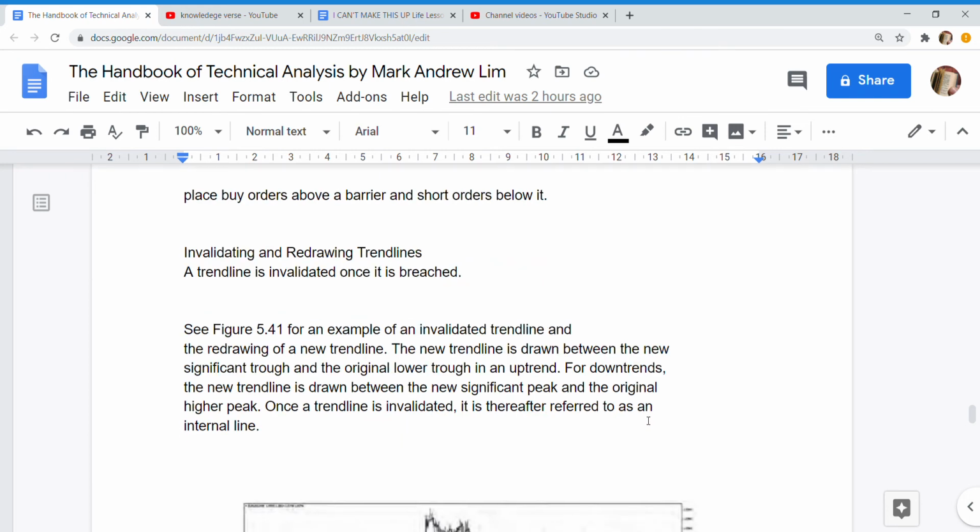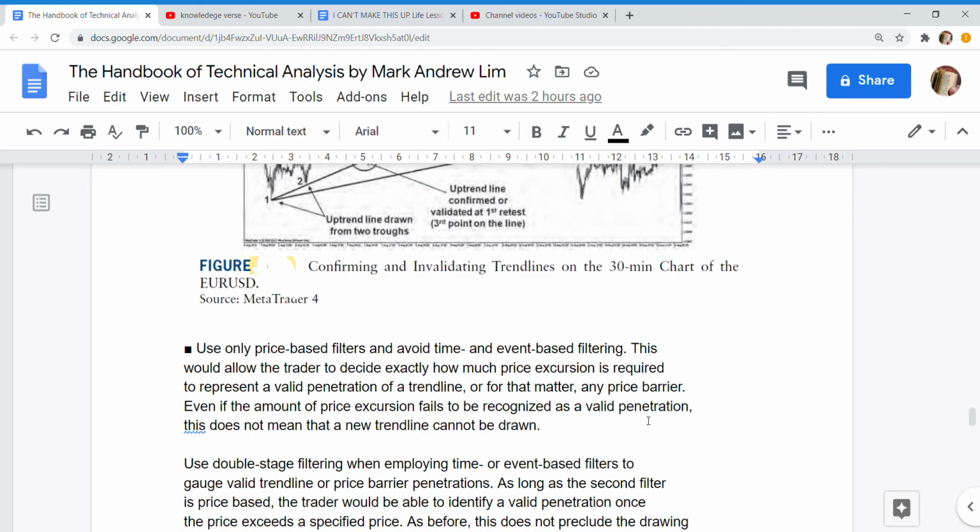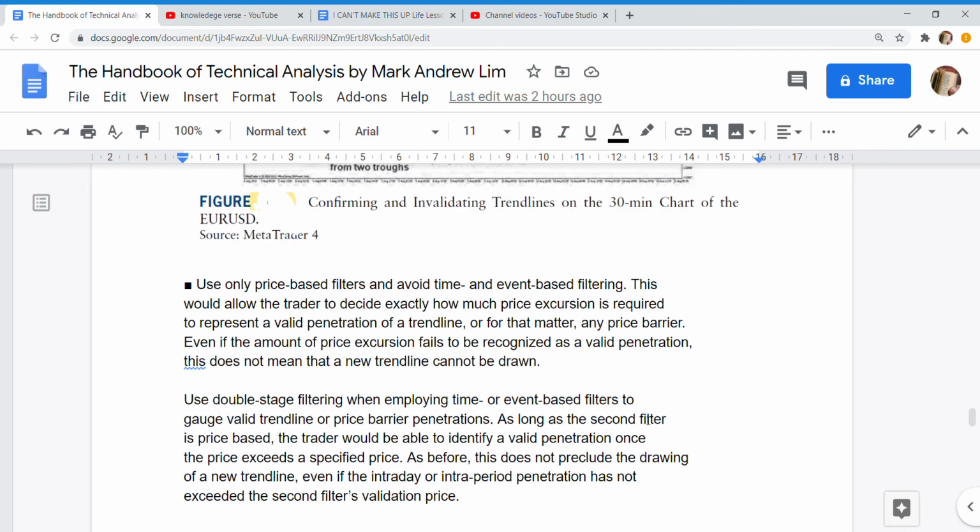Use only price-based filters and avoid time and event-based filtering. This would allow the trader to decide exactly how much price excursion is required to represent a valid penetration of a trend line, or for that matter, any price barrier.